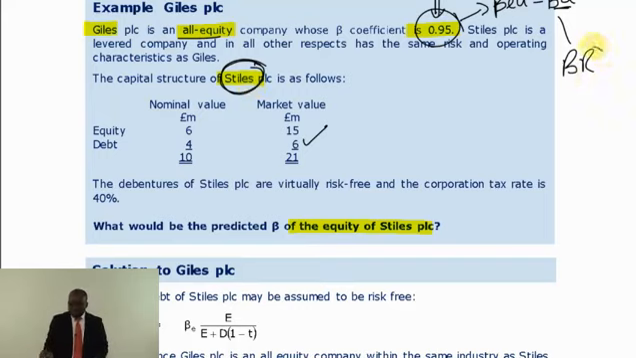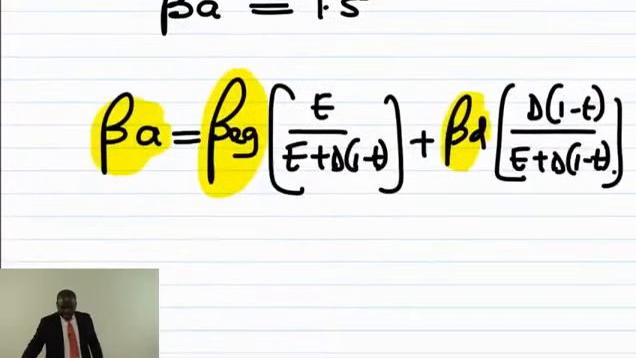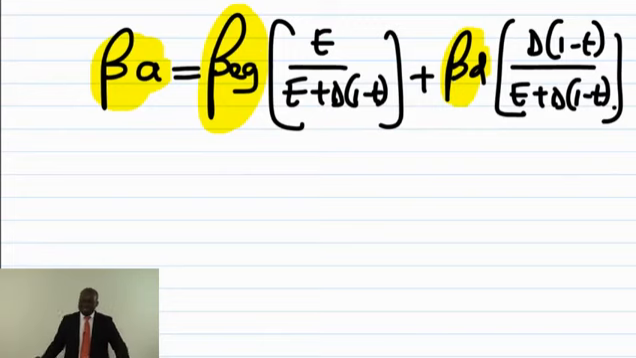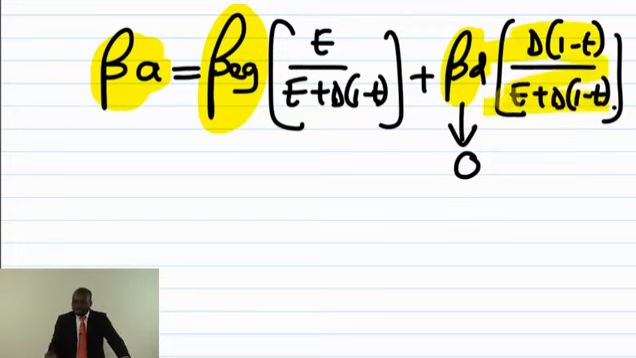But Styles will not face only business risk because it has got debt. And once it has got debt, we would have to bring in that financial risk. How will we bring that financial risk? Then we need the Miller and Modigliani geared and ungeared beta formula. Okay, so that is where you have to go and think about this formula. However, Miller and Modigliani also assume that debt is risk-free. So if debt is risk-free, the beta that is measuring the risk associated with debt will be 0. If that is 0, everything here is going to be 0.